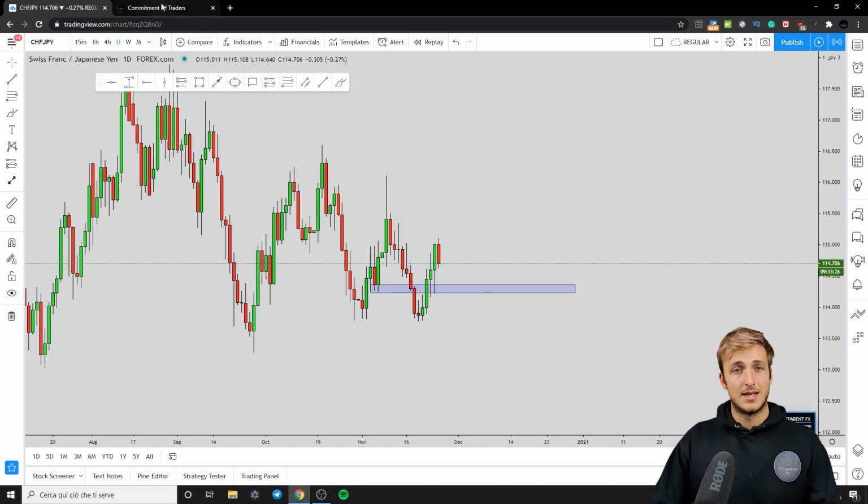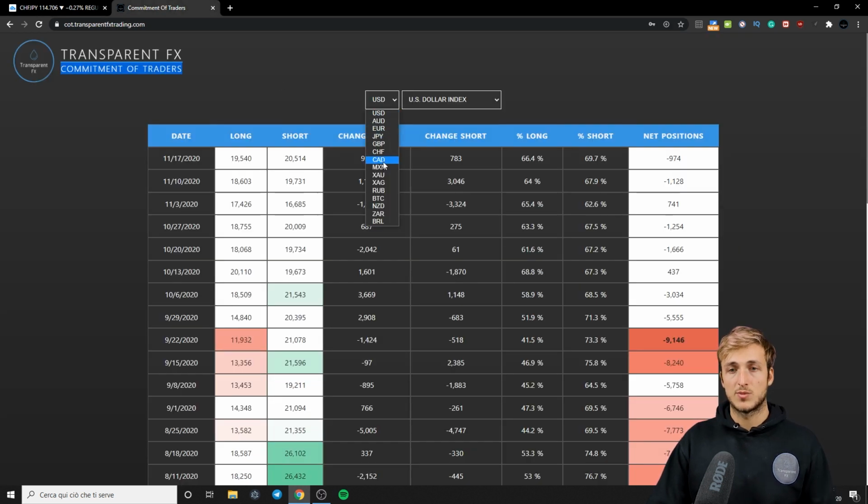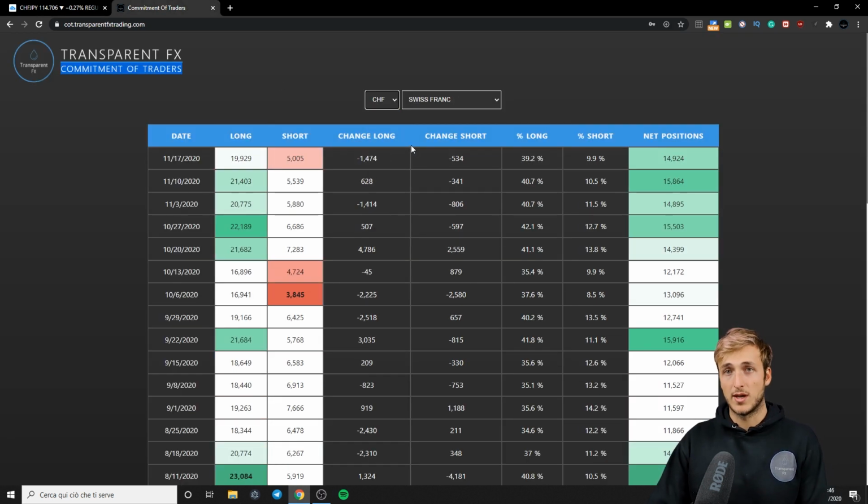But first, let's go and see what we have from a COT perspective on the CHF and on the JPY. So what hedge funds are currently doing on these two currencies. And obviously, if you're able to understand what the biggest players in the market are doing and you're able to position yourselves together with them, you definitely do have an advantage over your competition in the market.